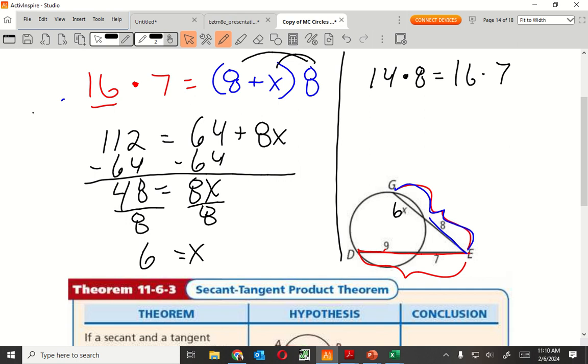X is 6, right? So from here to here, 6 plus 8 gives me 14. Yeah. So we get 112 for both of these. So 112 is equal to 112. So it proves that the formula worked out and my answer is correct. I could plug it back in to check it.